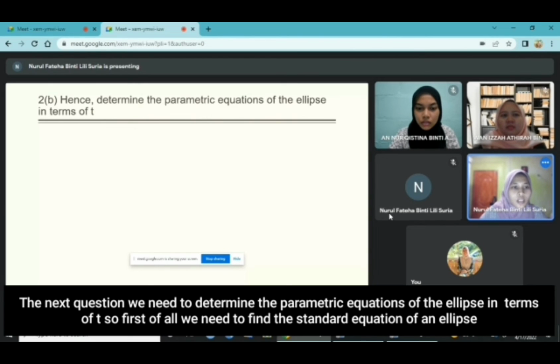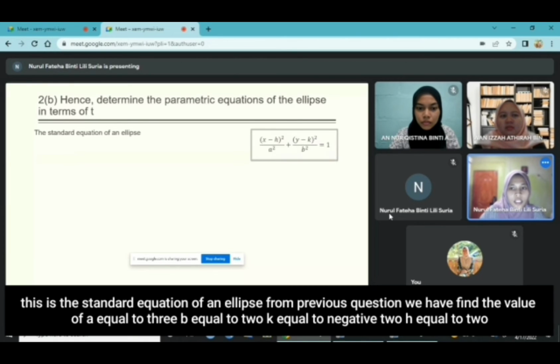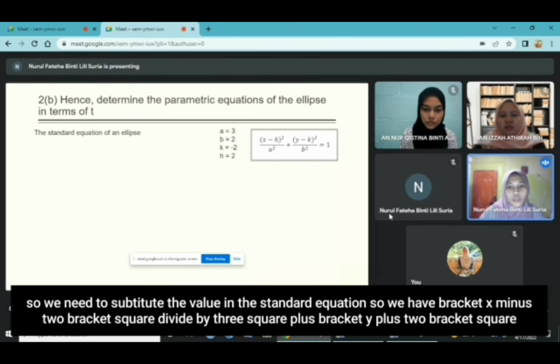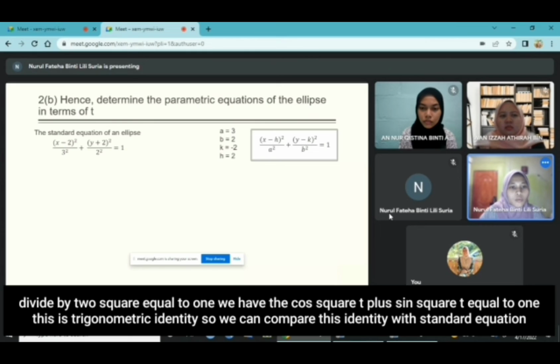So first of all, we need to find the standard equation of an ellipse. This is the standard equation of an ellipse. From the previous question, we have found the values a equal to 3, b equal to 2, k equal to negative 2, h equal to 2. So we need to substitute the values in the standard equation. So we have (x minus 2) squared divided by 3 squared plus (y plus 2) squared divided by 2 squared equal to 1.